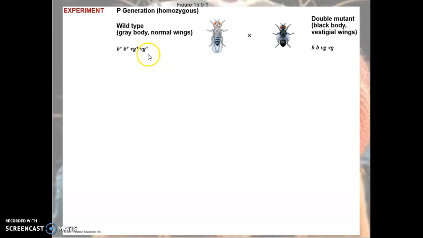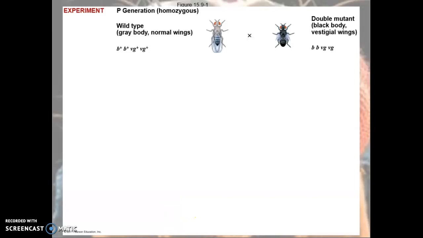And he mated it with this double mutant, one that had a black body and vestigial wings, little curly wings. Now, what can be passed down from this? Remember, one set from this and one set from this one. So this one is always going to pass down, no matter how you combine them, B plus, VG plus. And this one over here is always going to pass down b, vg.